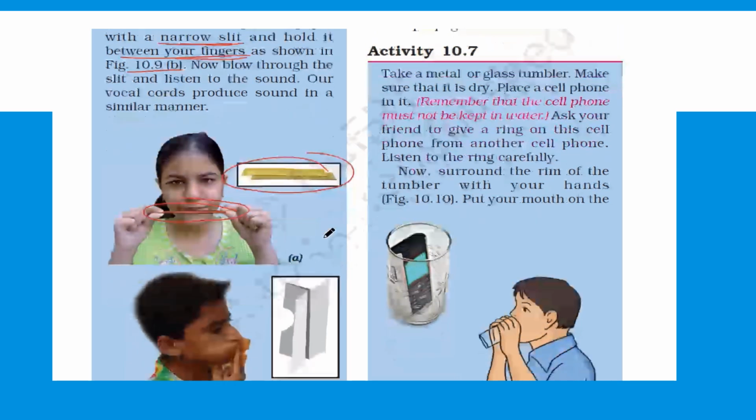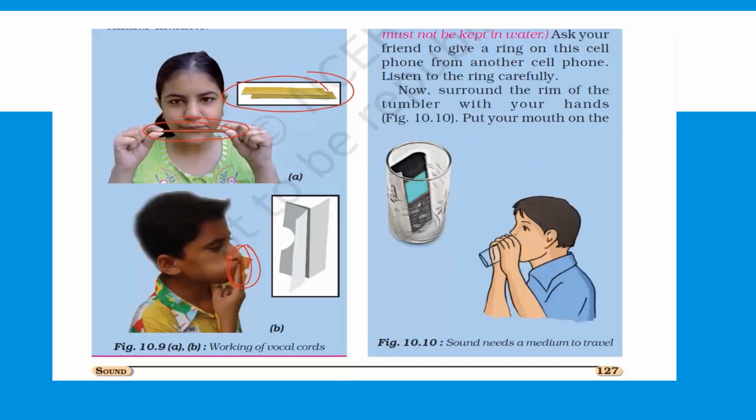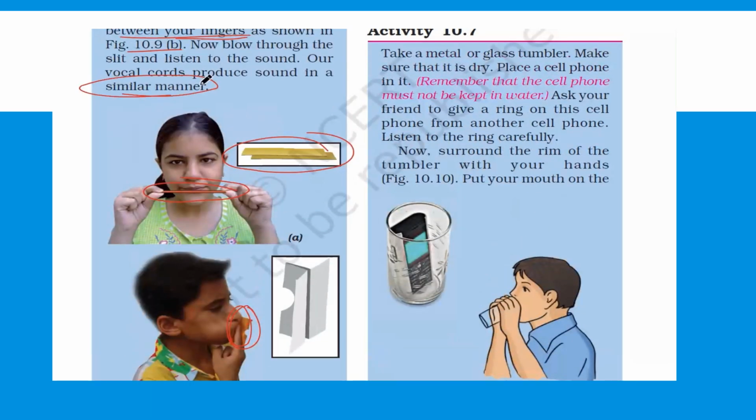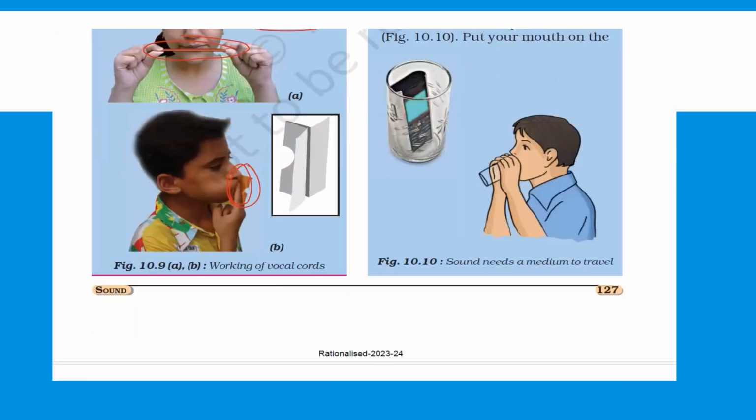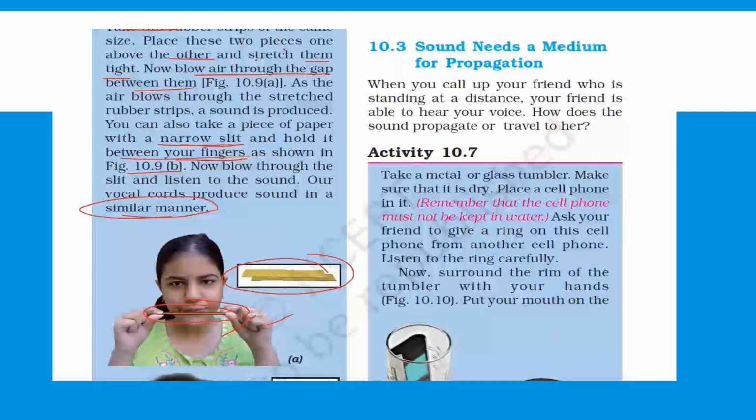Okay, see, you are holding it with your fingers. You are just keeping a narrow slit of space between these two papers, and when you are blowing, you will hear the sound. So our vocal cords work in a manner similar to the two stretched rubber bands and pieces of paper. This is the working principle of our vocal cords. Is it clear to you all?